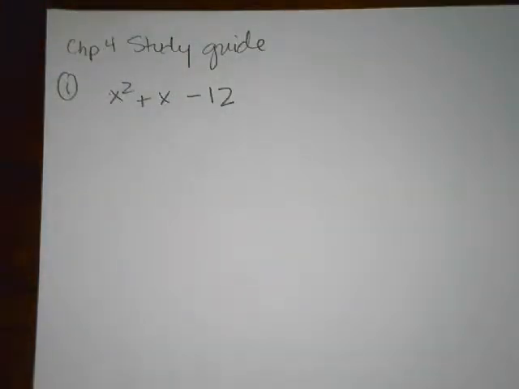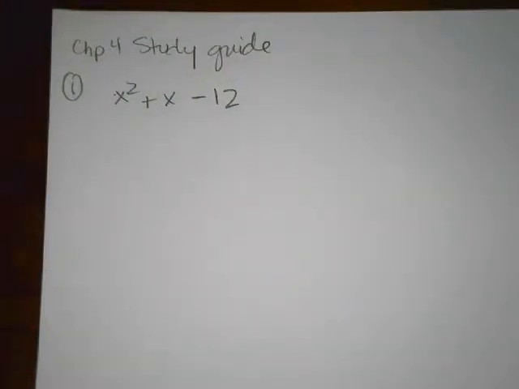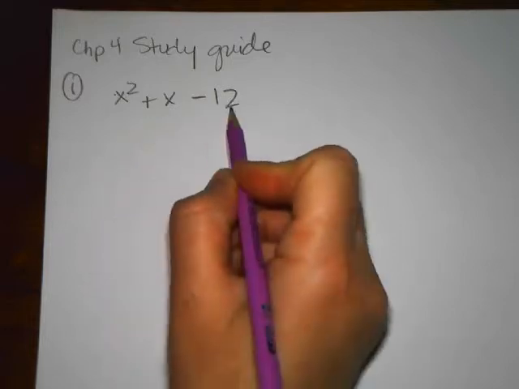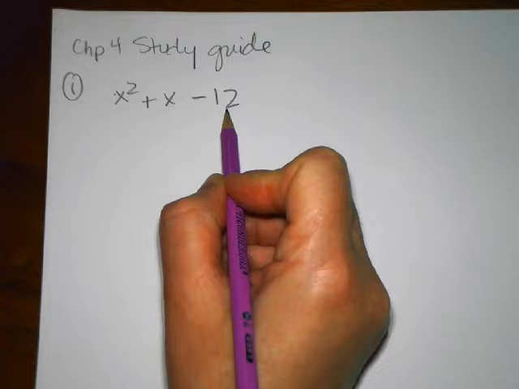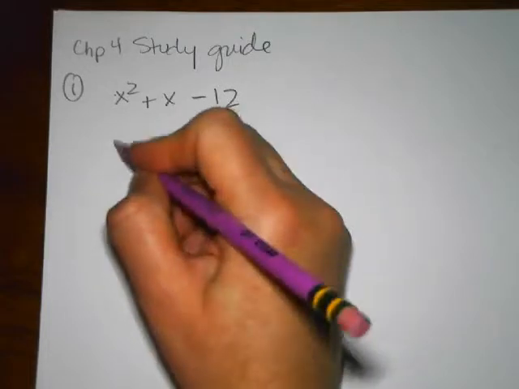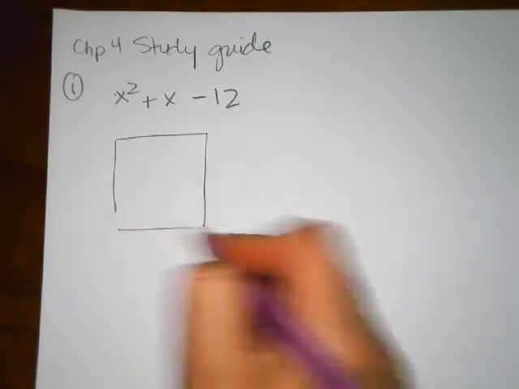Okay, this is the first question from the Chapter 4 study guide, and we don't have any common factors. We don't have a difference of two squares. It's not a perfect square trinomial. This is just an area diamond.